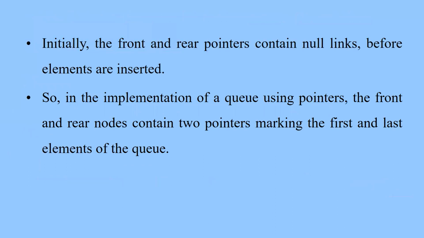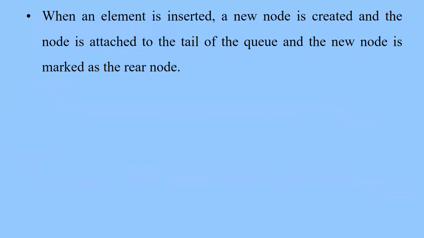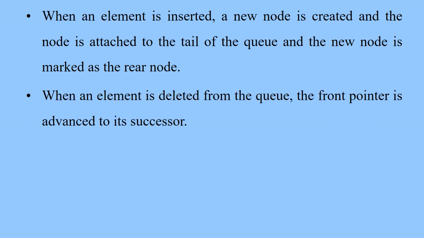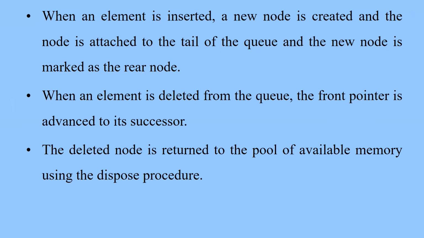So, in the implementation of a queue using pointers, the front and the rear nodes contain 2 pointers marking the first and the last elements of the queue. When an element is inserted, a new node is created, and the node is attached to the tail of the queue, and the new node is marked as the rear node. When an element is deleted from the queue, the front pointer is advanced to its successor. The deleted node is returned to the pool of available memory using the dispose procedure.